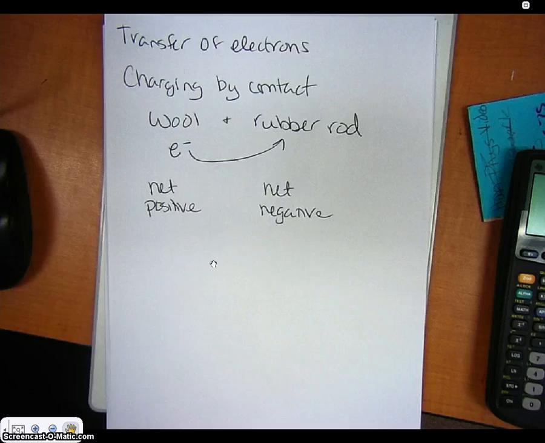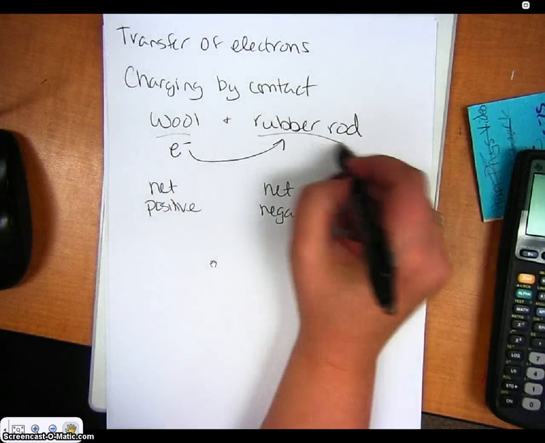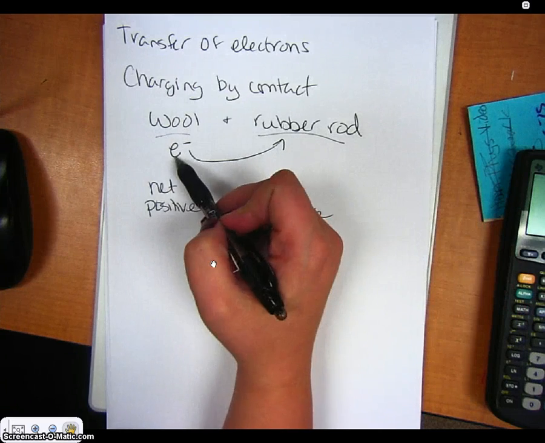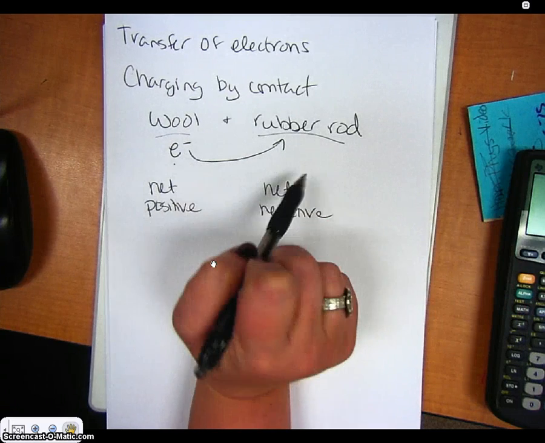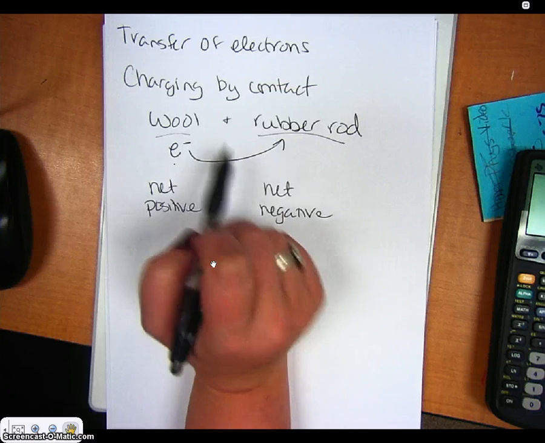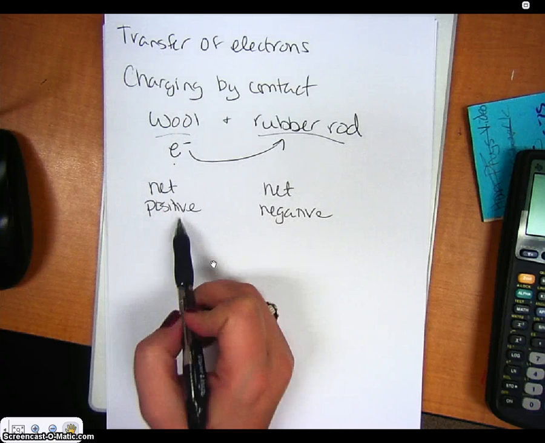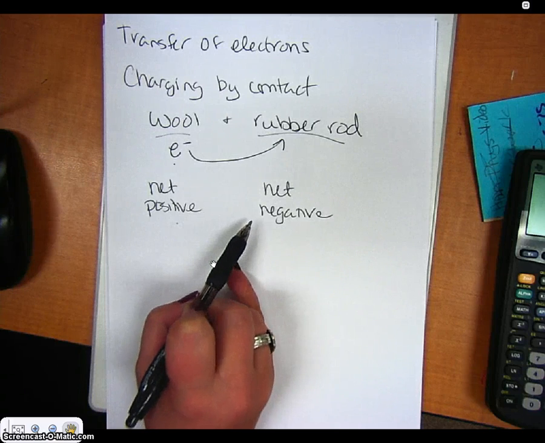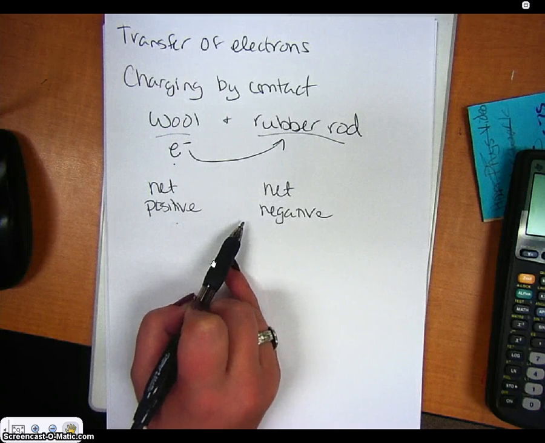If we take wool, which is very different from, say, a rubber rod, and rub them together, then the electrons actually transfer from the wool to the rubber rod, and therefore on the wool we'd have a net positive charge, and on the rubber rod you'd end up having a net negative charge.